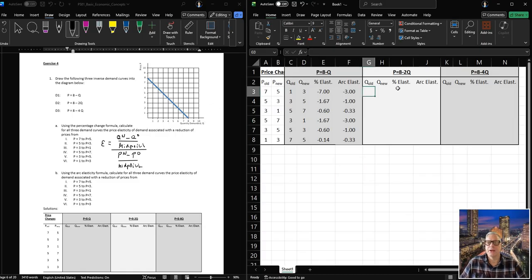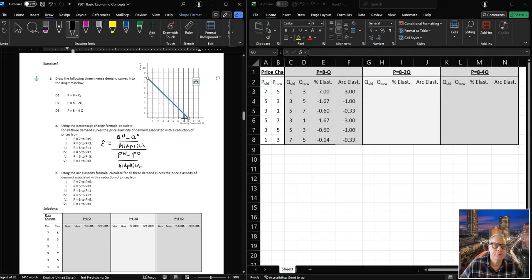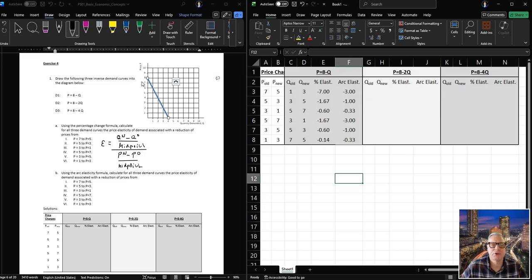Okay, so now we take the second demand function, which is 8 minus 2q. So 8 minus 2q means that the slope is 2. So that means it goes from 8 to 4. Now all we need to do is identify the new and the old quantities. So we lower the price from 7 to 5. The old quantity at 7, well, that is 0.5.